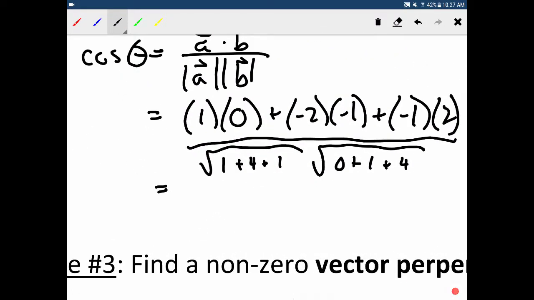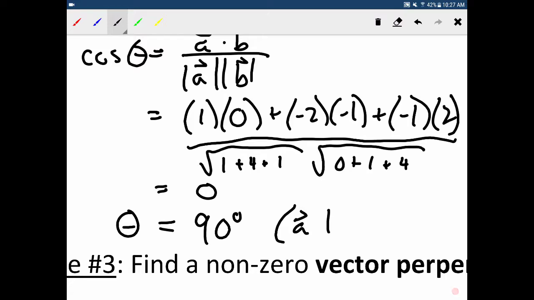So on top we've got 1 times 0, that disappears. Negative 2 times negative 1 is 2, and then negative 1 times 2. So actually what happens here is that the top equals 0, and so we don't even have to figure out the bottom. Once you've got cos theta equals 0, then we know that theta is going to equal 90 degrees. In other words, vector A is perpendicular to vector B.